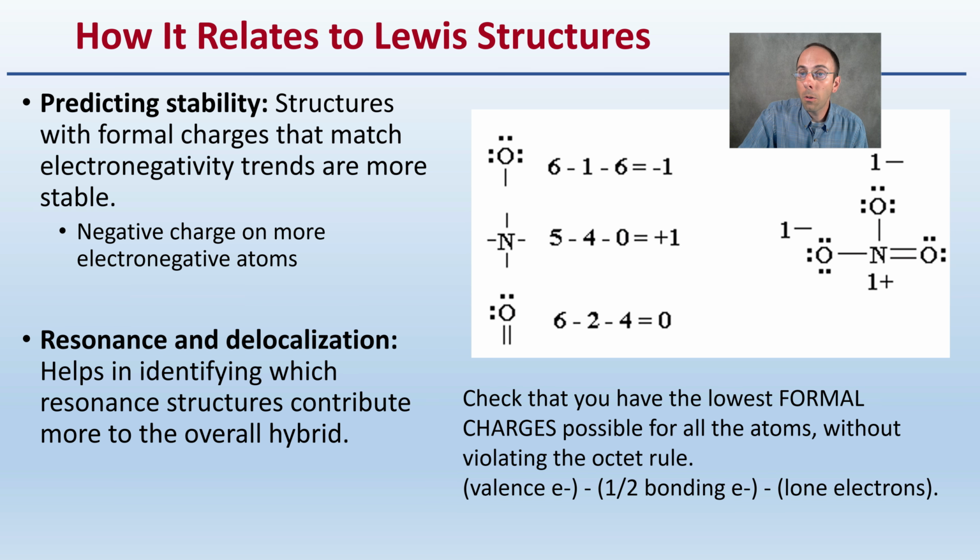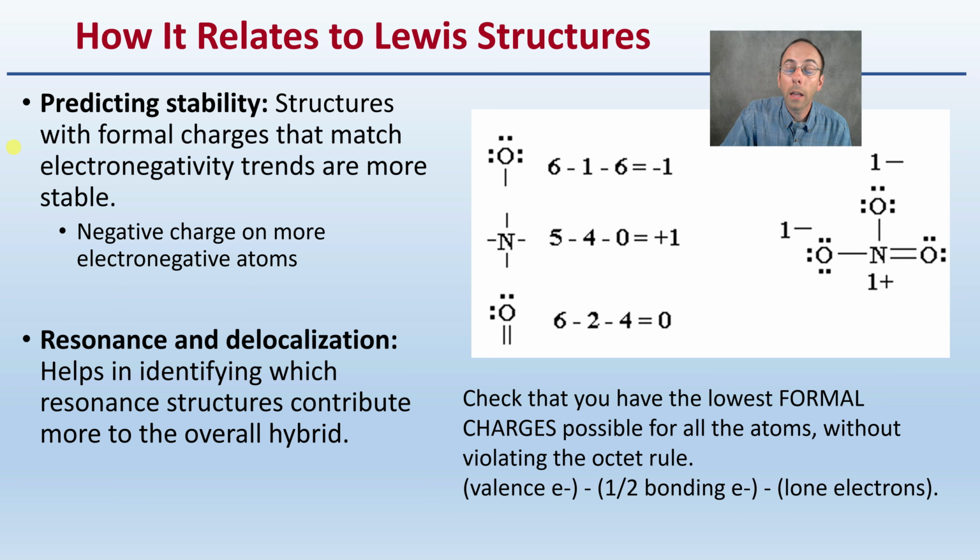So we're looking at how it relates to Lewis structures. Well, it allows us to make predictions for stability. Structures with formal charges that match the electronegativity trends are more stable. Negative charge on more electronegative atoms. Resonance and delocalization. This helps identify which resonance structures contribute more to the overall hybrid. Check that you have the lowest formal charge possible for all atoms without violating the octet rule.